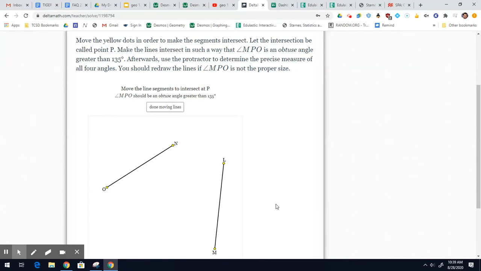All right, geometry. So we're just going to show you some example problems from section 1.5 to help you with your homework. This is exploring vertical angles. It says move the yellow dots in order to make the segments intersect. Okay, so I'm going to move the yellow dots to make the segments intersect.